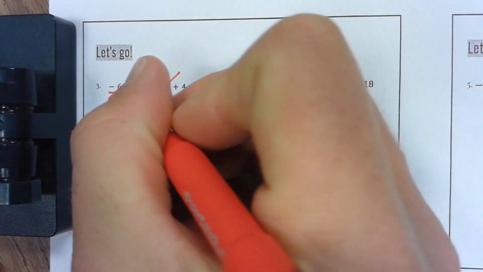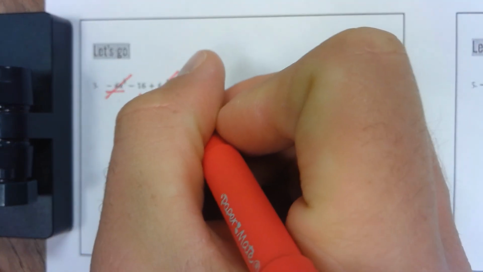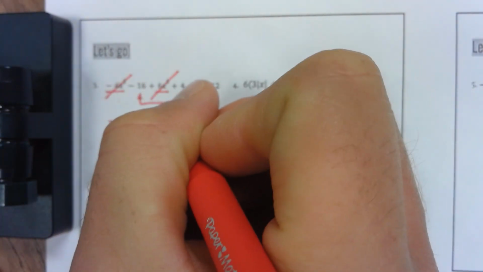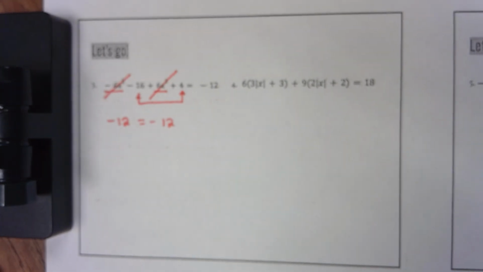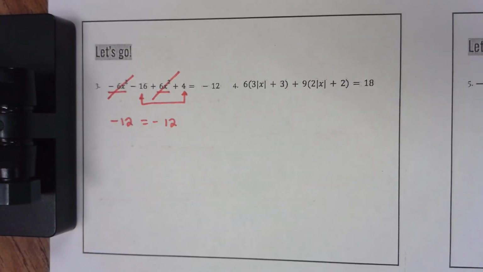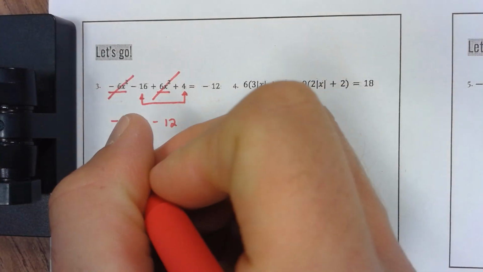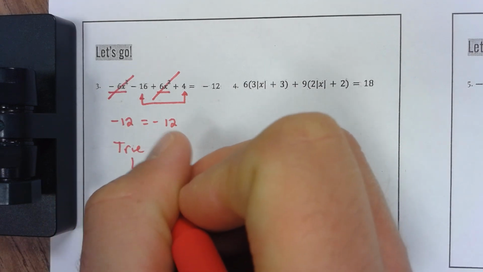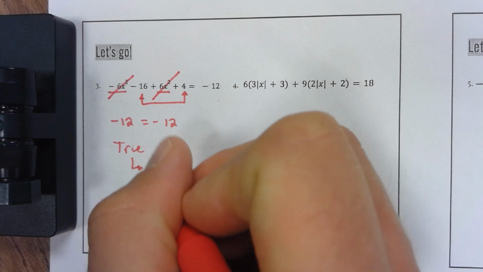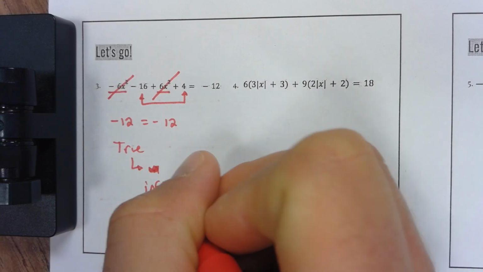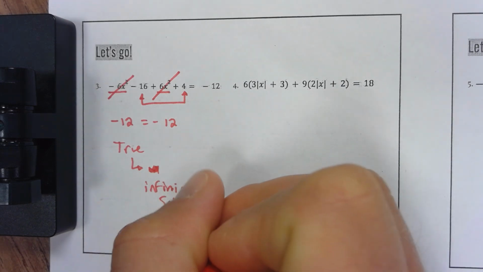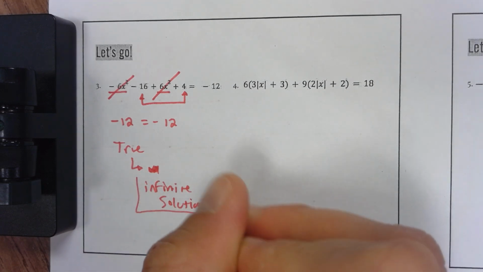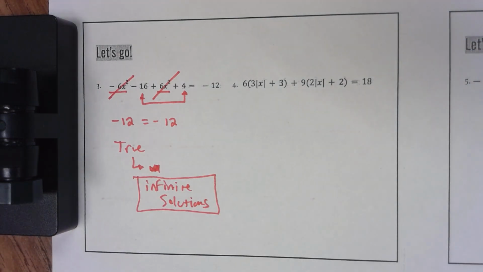So now I need to combine the number part. Negative 16 plus 4 is negative 12. And the right side is also negative 12. So because the variable eliminated, and I have negative 12 equals negative 12, which is a true statement, we conclude that this is infinite solutions. And thus, every value of x would make this equation true.